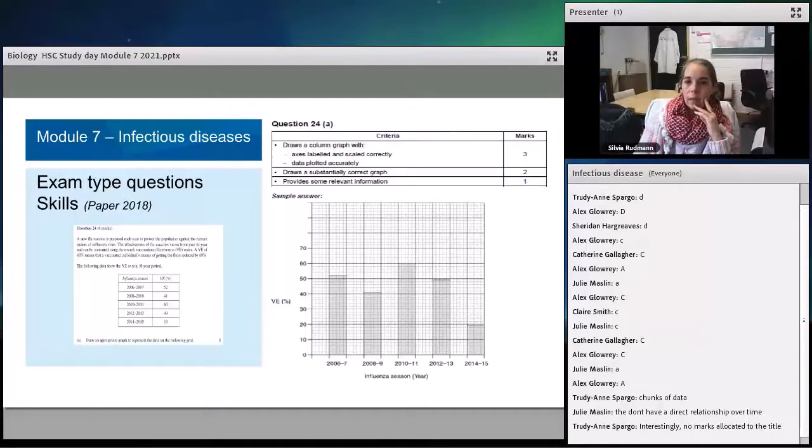For 2 marks is because some of the axes or some of the scales or some of the units are not present, right? So you're going to have marks down for that.